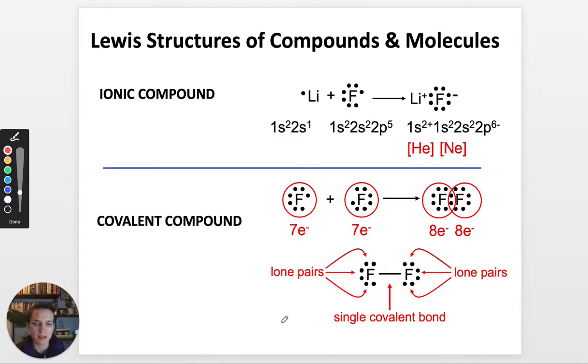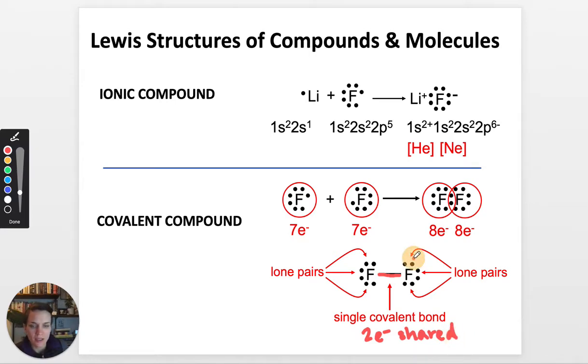The homonuclear diatomic molecule. Oof. Homonuclear diatomic molecule. I know you're all thinking that. You're like, gosh, Sam. Okay, so this sharing of an electron is drawn as a single line. That single line is representing two electrons shared by the two atoms that it connects.